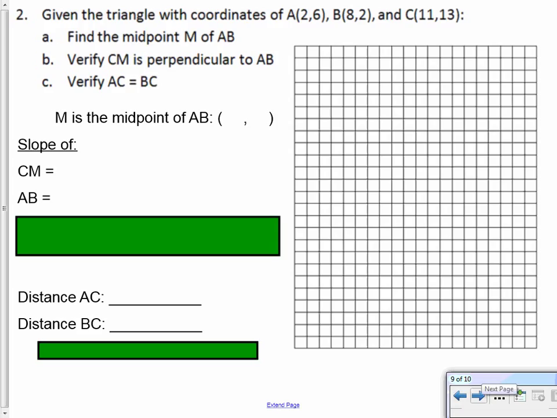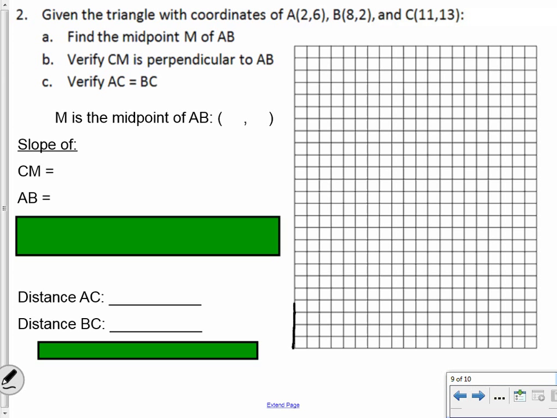Our last example, again, it's going to be kind of a long one using this coordinate geometry. We're going to plot out the points first, plot out our triangle ABC, and then using that we're going to find a midpoint M. It's between A and B. We're going to verify that CM is perpendicular to AB. So we're going to have to use slopes to do that. And then we're going to verify that the length AC equals BC. So we're going to have to use the distance formula on that one.